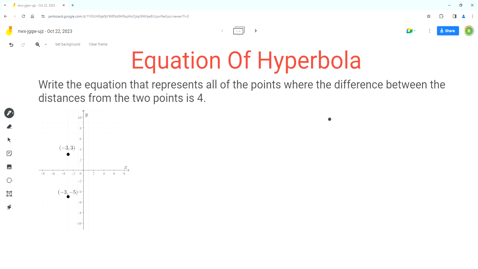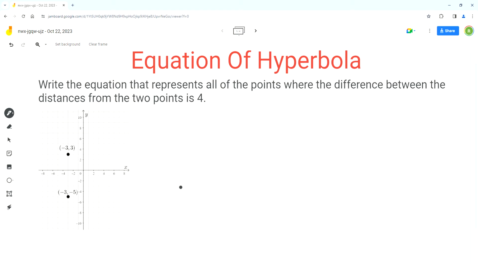So in this video, we'll solve this problem using the concepts of hyperbolas. As per the problem, write the equation that represents all of the points where the difference between the distances from the 2 points is 4. Now the two given points are -3, 3 and -3, -5.